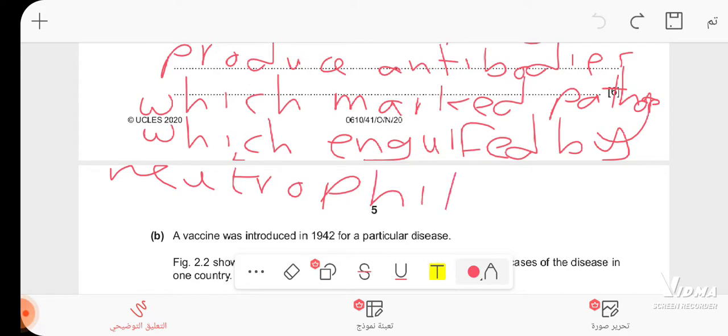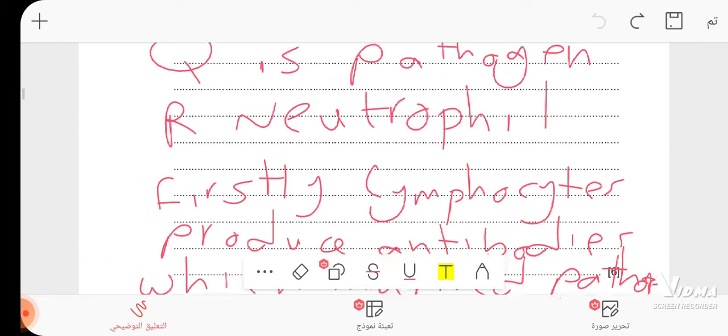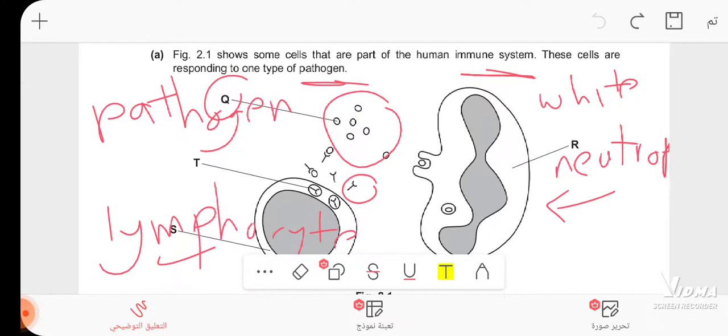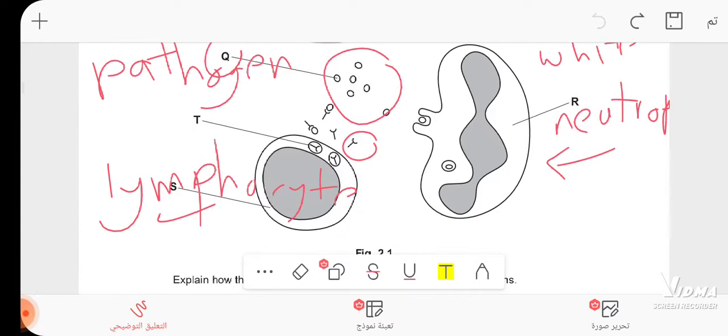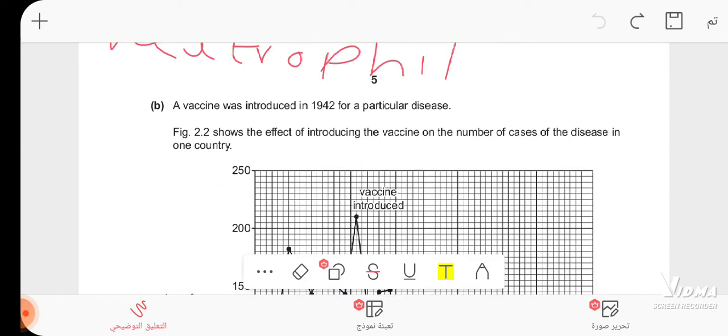By neutrophil. So now we have three steps. Now you have the full mark of the question, okay? Firstly, we define the shapes. The summary of this process is that a foreign substance or pathogen such as bacteria invades our body at Q, okay? Then the lymphocyte T starts to produce antibodies which mark the pathogen. Then the neutrophils, which are called R, will engulf or eat the pathogens and lyse it or destroy it, okay? It's so easy.